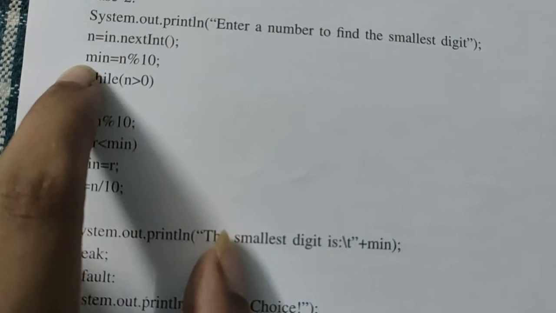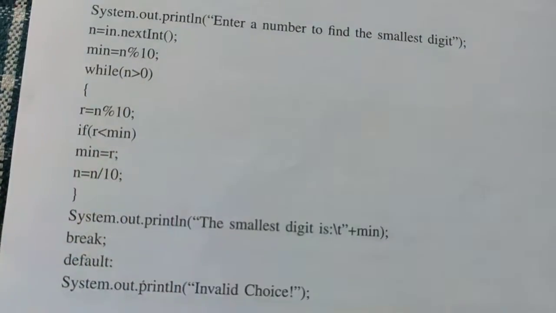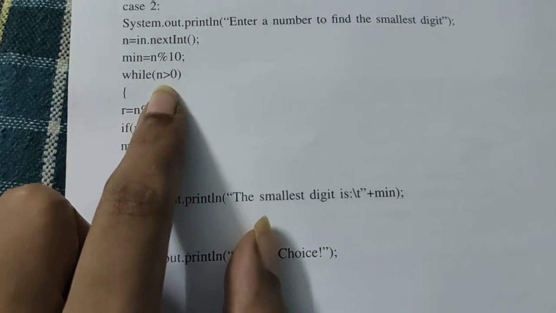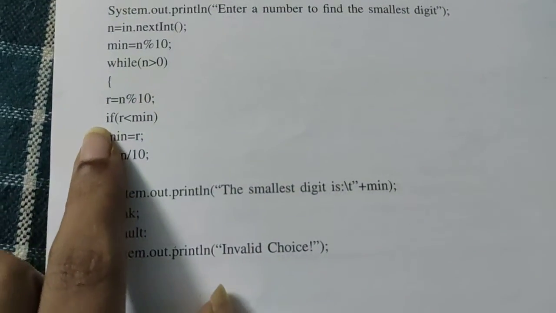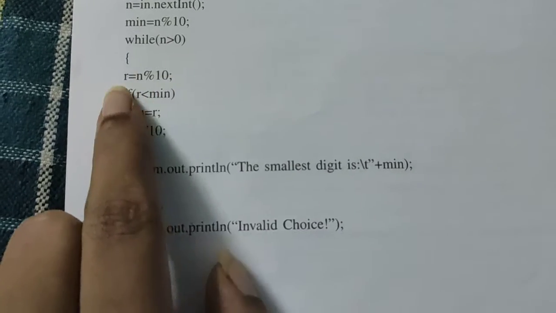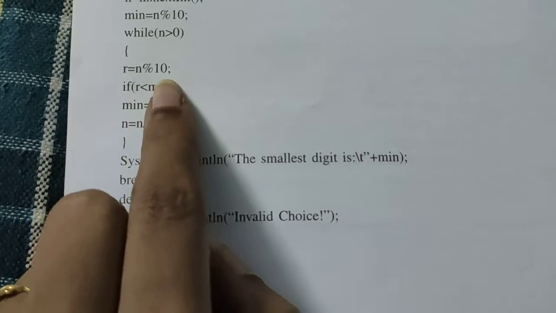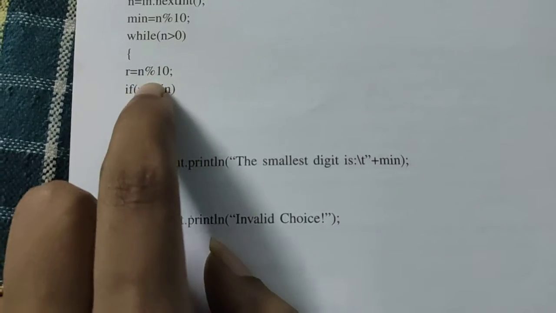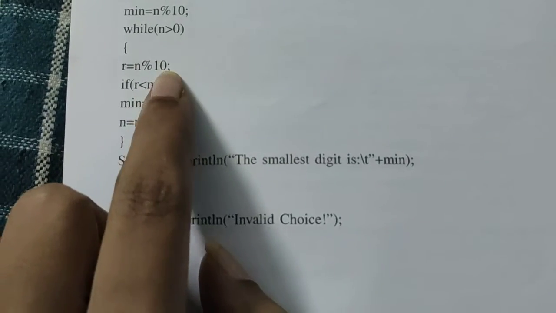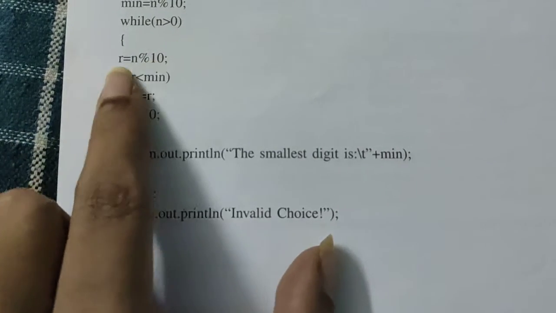So the first digit you got it, and while n is greater than 0, it will enter into the loop, and R is equal to n mod 10. Again they are doing this. R is equal to n mod 10. N mod 10 means you will be getting the last digit value.